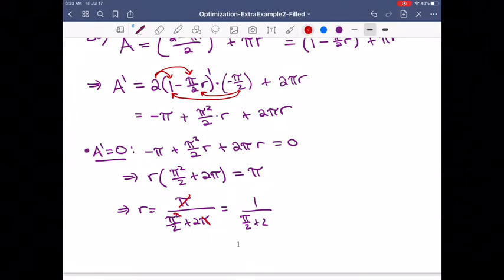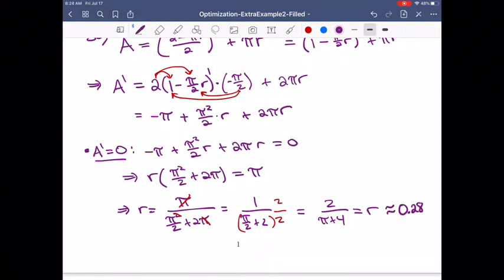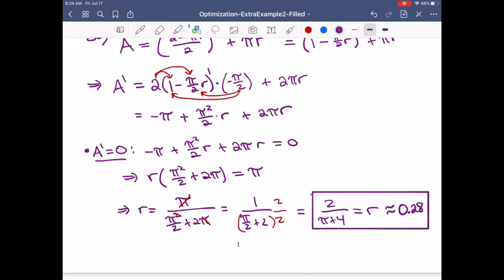I don't really like the way that looks, so I'm going to multiply by 2 over 2, just so I don't have a fraction on the bottom. So this is going to be 2 over pi plus 4. Okay, so that's my r value. And in case you're interested, it's approximately 0.28. So what we want to think is, is that in our domain? Does that r make sense? Well, yeah, I could have a circle. The r definitely needs to be bigger than 0, and it's small enough that we probably didn't use too much wire.